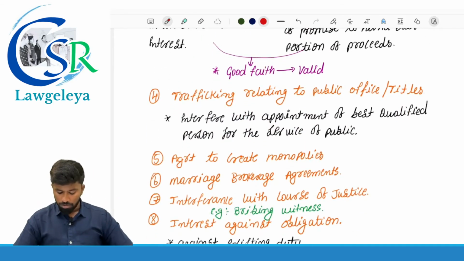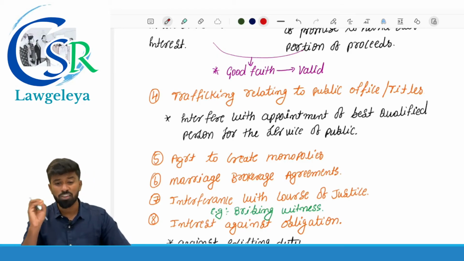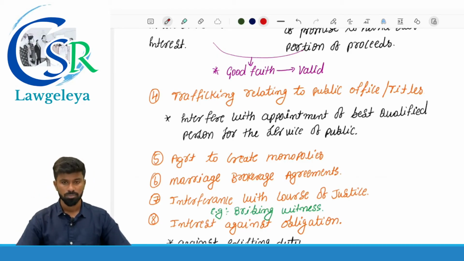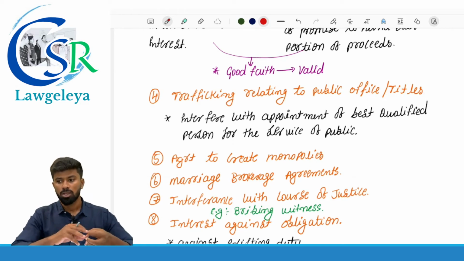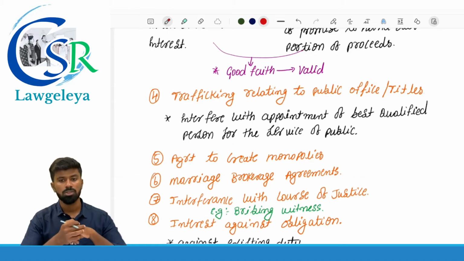Next one, trafficking relating to public office or titles. Enforceable, not enforceable? Not enforceable because they are opposed to public policy. Why? Because it will interfere with the appointment of the best qualified persons for the public service. So if you sell a government job for consideration, it is void, not enforceable by law. Titles for consideration, void, not enforceable by law.